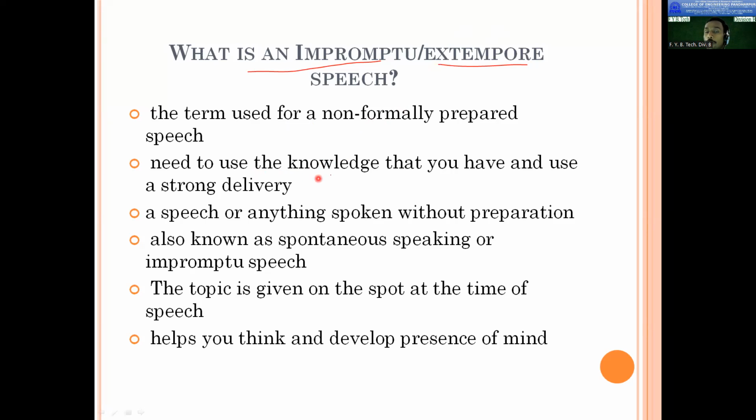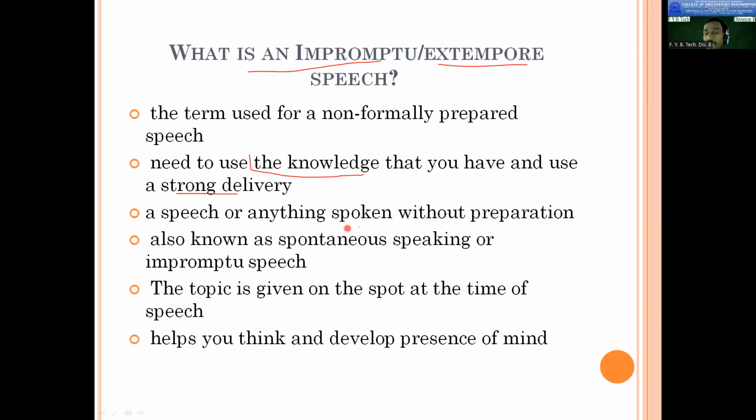Need to use the knowledge that you have and use strong delivery. So based on whatever knowledge you have earlier, based on that, अगोदरच आपलं जे वाचन आहे, आपलं नॉलेज आहे, आपले पुस्तक असतील किंवा जे काही आपण अगोदर शिकलेलो असतो, based on that knowledge only you are going to speak about it.